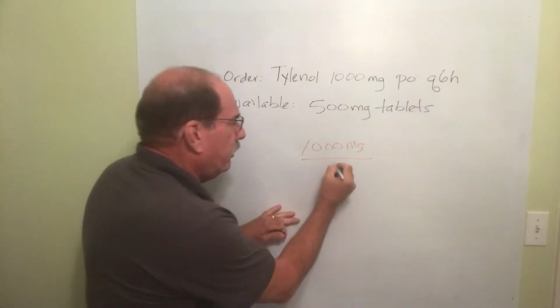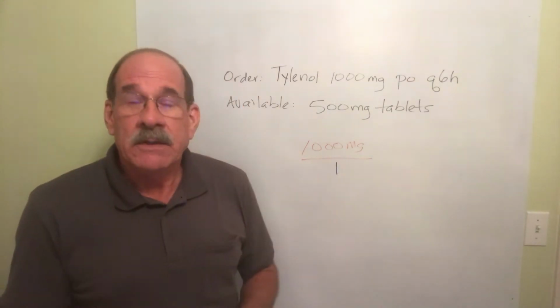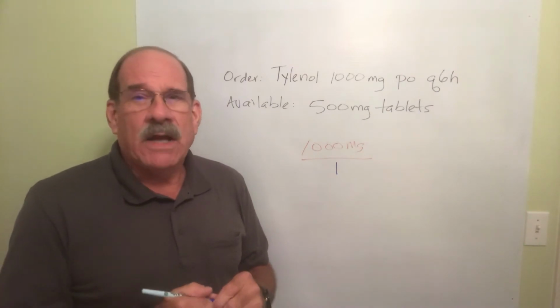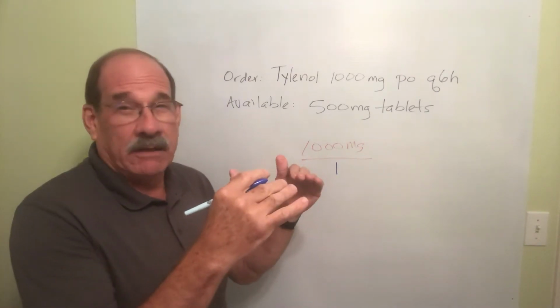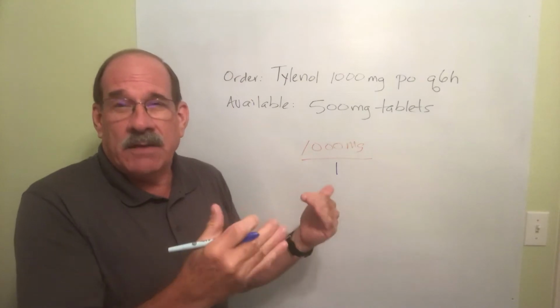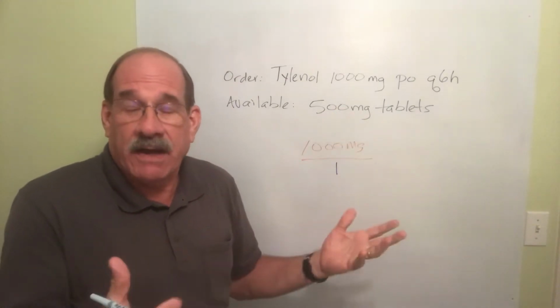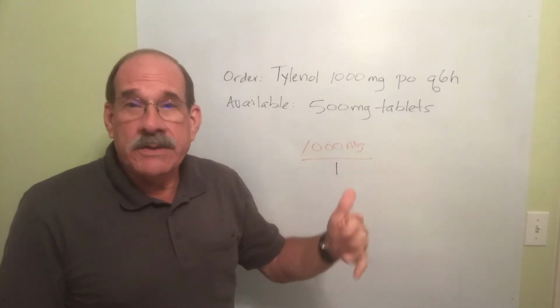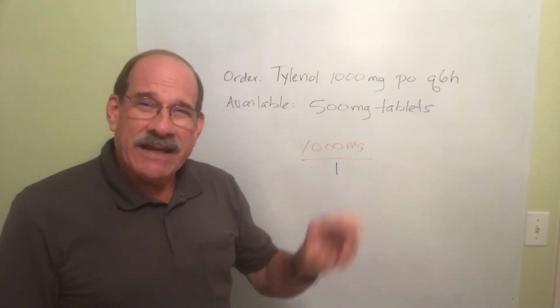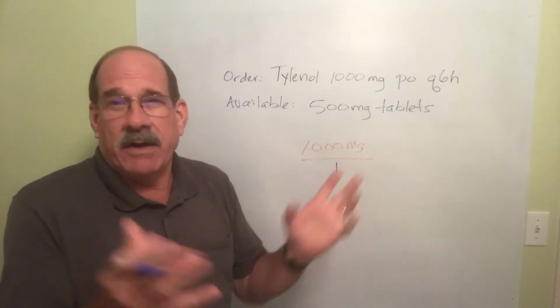Write it down. But then let's put it over the number 1. Let's make it a fraction. Of course, I hope you realize any number over 1 is that same number. 5 over 1 is just 5. 1,000 over 1 is just the number 1,000. We're going to make it a fraction for a reason that doesn't matter right now.